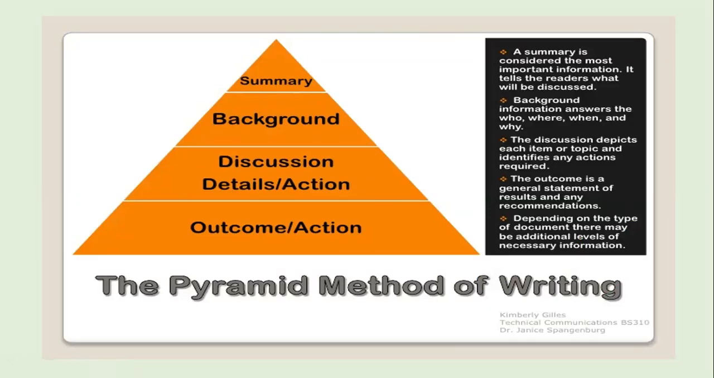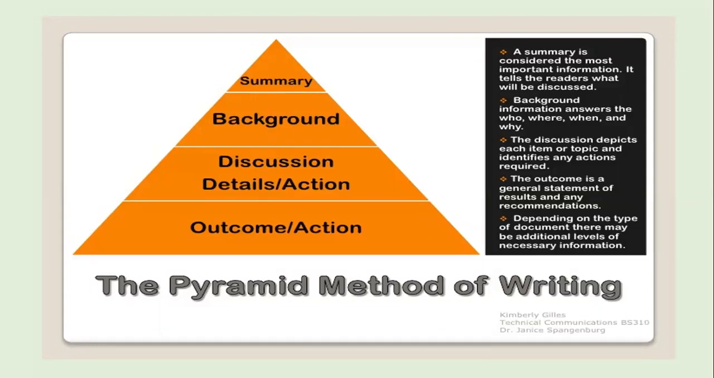And if you look towards the side, there's an explanation. So the summary is considered the most important information. It tells the readers what will be discussed. So it draws the reader in by telling you exactly what the writing or the piece of the paper is going to tell you about. Background information answers who, where, when, and why. So it gives you a very good idea of where all this information is coming from, or where are you leading the person. The discussion depicts each item or topic and identifies any action that is required. Where are you headed with your information? The outcome is a general statement of results and any recommendations. So any suggestions, any recommendations that you have, and the results would be given in the outcome.